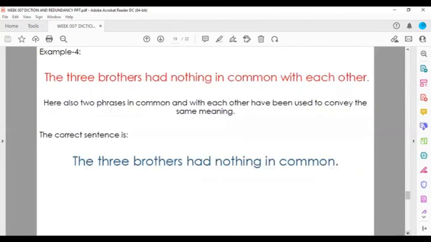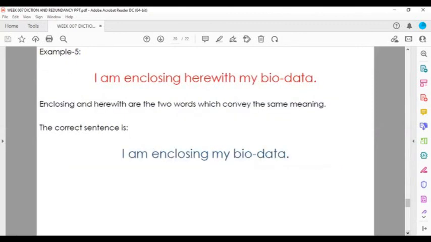Then for example number 4: three brothers had nothing in common with each other. With this sentence, the redundant words are common and with each other, which have both been used. We can make it right if we correct the sentence into this: the three brothers had nothing in common. So much simpler, and it conveys a straight point, it's on point, and at the same time, no redundancy happened.